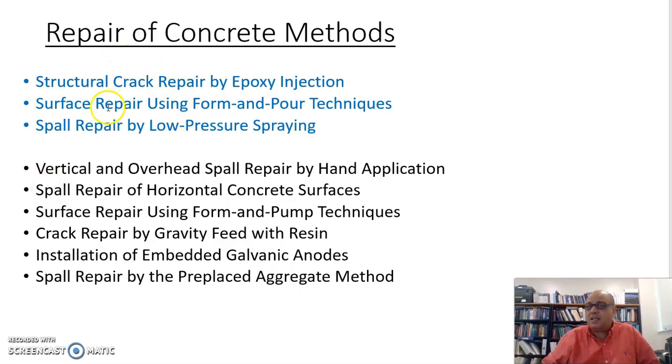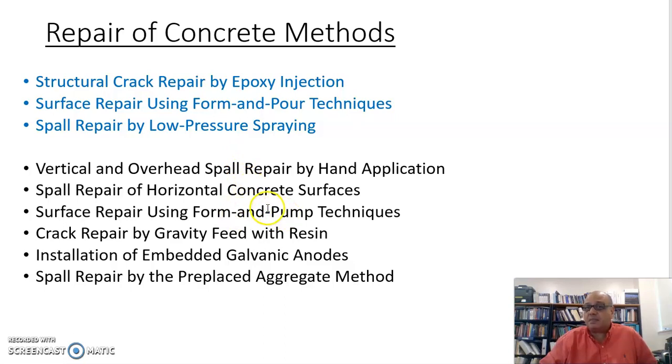What we see here is structure crack repair by epoxy injection, and we gave a video or several on that. And there is surface repair using the form and pour technique, and then the work that you're doing as far as shotcreting, or repair by spraying, whether it's high pressure or low pressure. There are other types that are pretty much similar. So instead of form and pour, there is the form and pump technique, for instance.